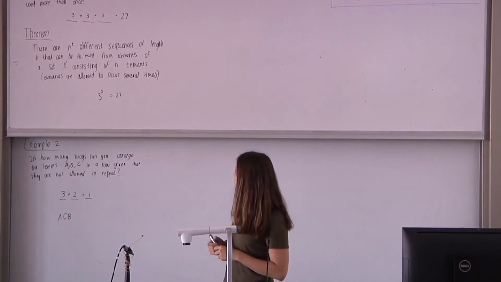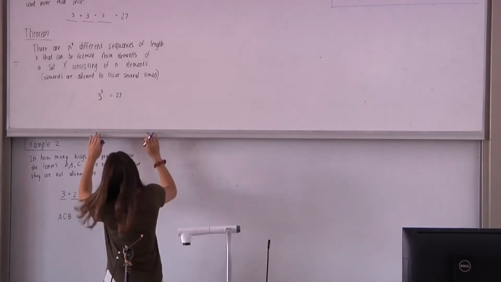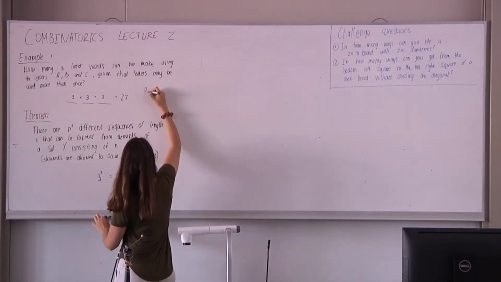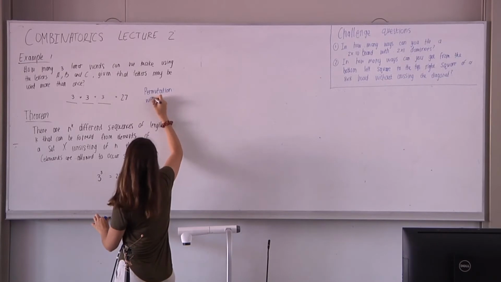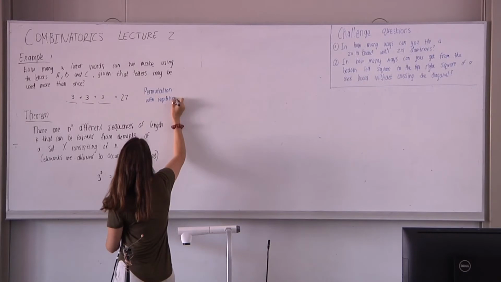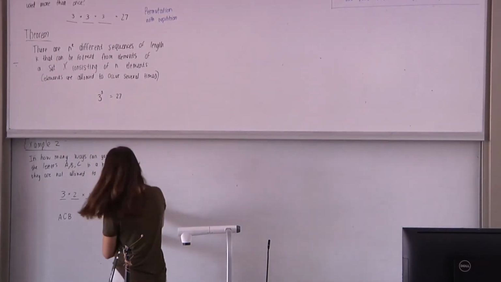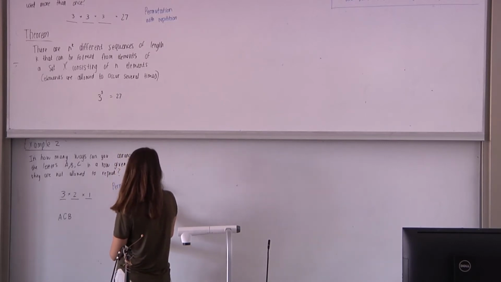So this is what we call permutations. I'm just going to write this down. This first example was permutation with repetition. And our second example is now permutation without repetition.